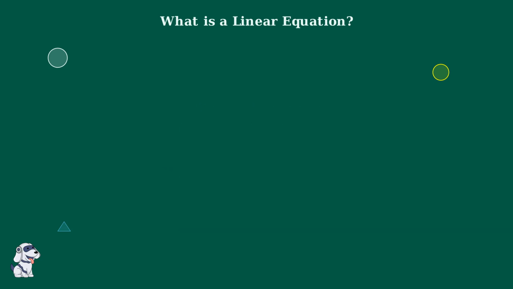Now let's look at some examples to understand this better. We'll compare linear equations with nonlinear equations. Here are examples of linear equations. Notice that in each equation, every variable has a power of 1. The variables x and y appear only to the first power.